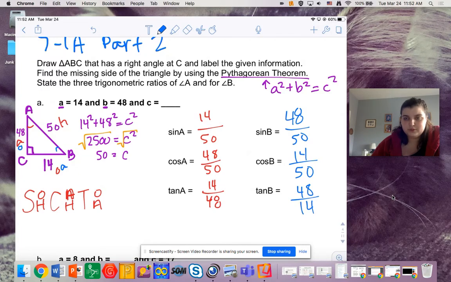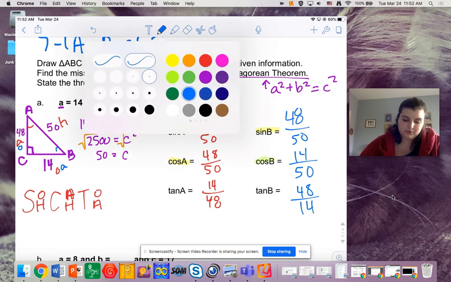I'm going through this really quickly. Please pause, take a look at the triangle, and just look at it. Look at how I'm getting those numbers. Okay. So what I'm noticing is that cosine of A and sine of B are the same. And sine of A and cosine of B are the same. And the tangent of A and tangent of B are reciprocals.